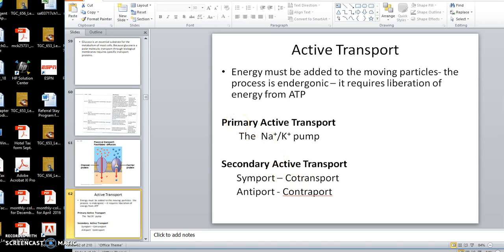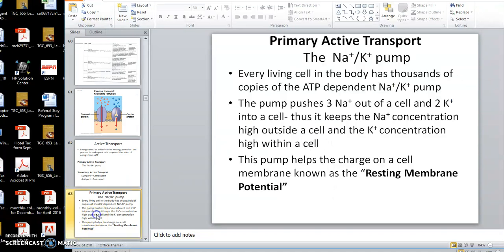Every living cell in the human body has something called the sodium-potassium pump. It has many of these pumps. Now, when you hear the word pump, that always means active transport. So every living cell in the human body has several copies, thousands of copies of this sodium-potassium pump along its membrane. Okay? That's what I'm going to call the primary pump.